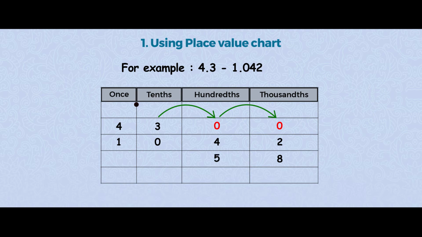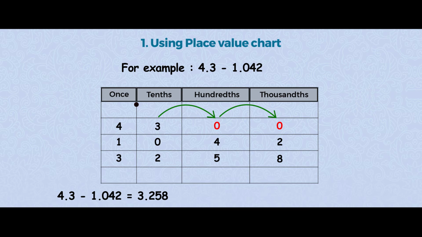And in the 10th, previously it was 3. As you have done some regrouping, you are left with 2 there. So 2 take away 0, meaning you're not taking anything from there, so you remain with 2. And in the ones column, you have 4, and take away 1 is 3. So 4.3 minus 1.042 will give you 3.258. Okay, can you do?